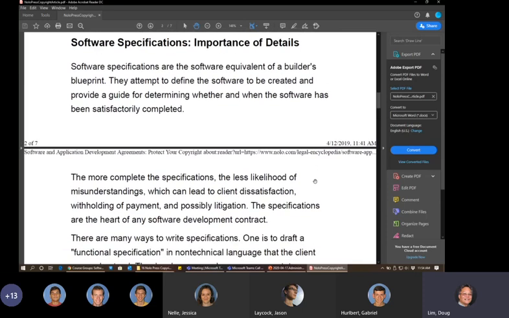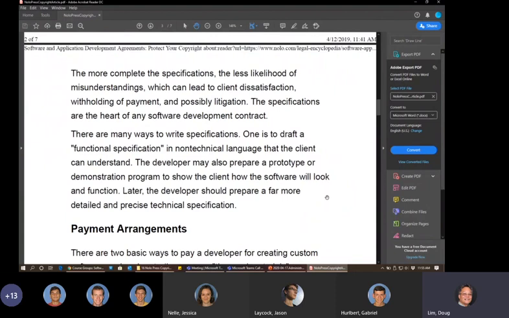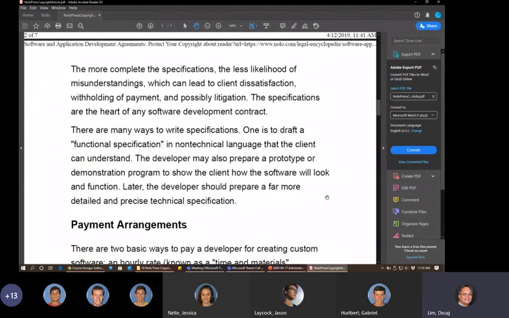So software specifications, more into details. Of course, a software specification is a key thing to have, a well-written software specification of what the software is going to do and what requirements need to be met for it to be considered satisfactory. The more complete the specifications, the less likelihood of misunderstandings. And the other thing here is, again, if you write the specifications in a language that is familiar or is the language of your client, you have a much better chance of not having misunderstanding.